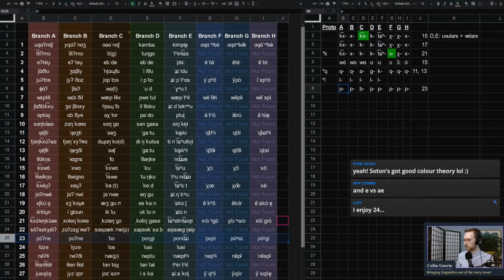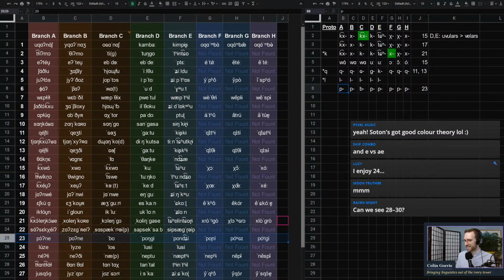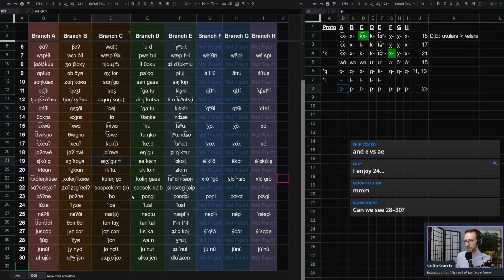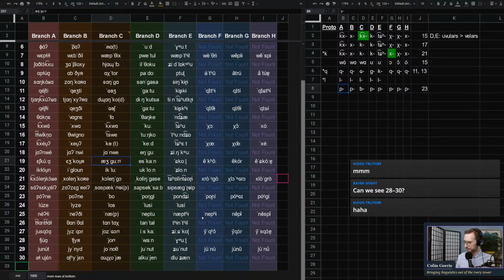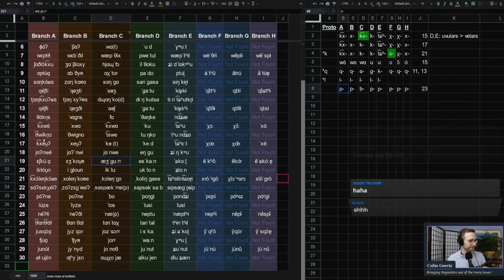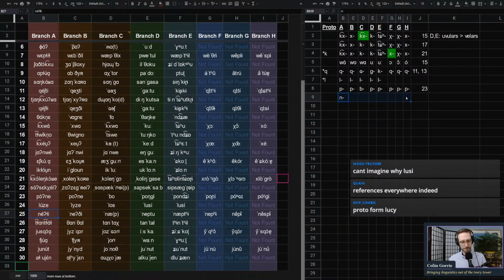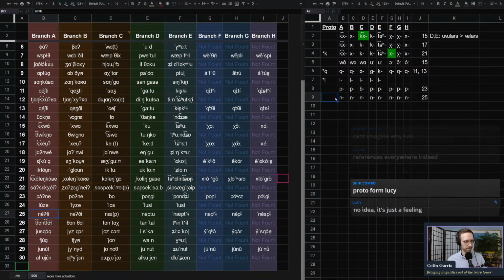I'm going to try and scroll down so that our viewers can see 28 to 30. Okay, 25 is very interesting. So we have N, N, N, N, N, N, N, N. So I think we can safely reconstruct initial N in 25.